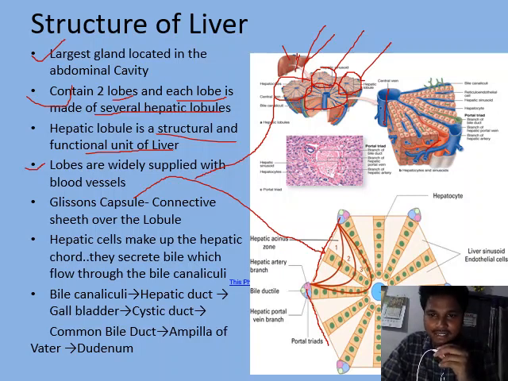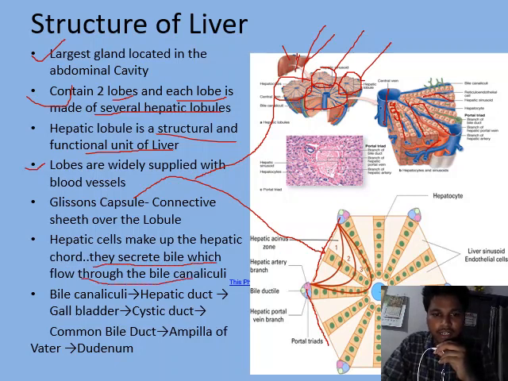Hepatic cells, you are able to see here. These cells are called hepatic cells. They make up the cord-like parts. You are able to see different cords, and these are called hepatic cords. They are actually made by hepatic cells. They secrete the bile, which flows through the bile canaliculi. Okay, so these hepatic cells secrete the bile juice, which is carried by the bile canaliculi.